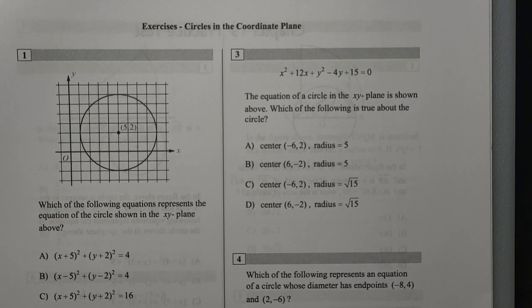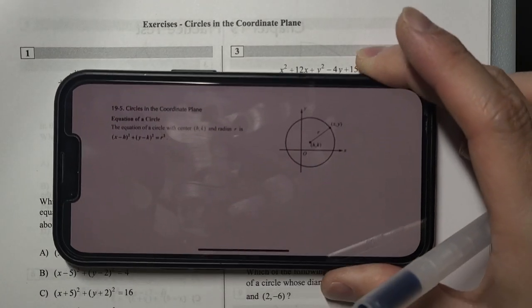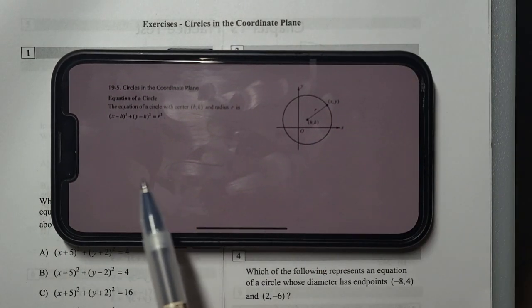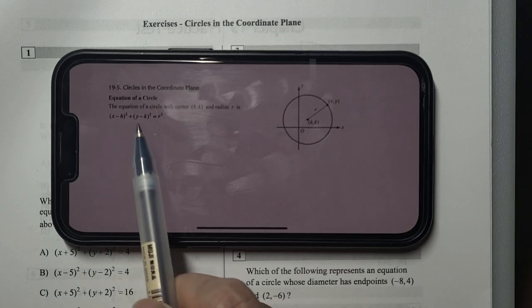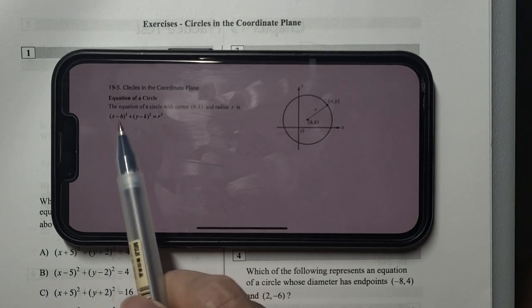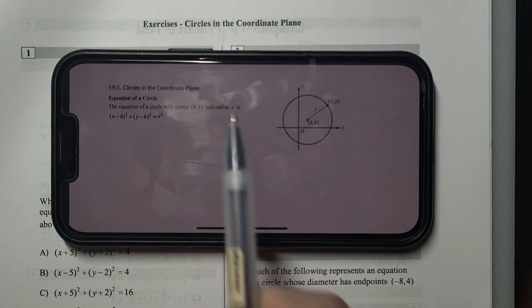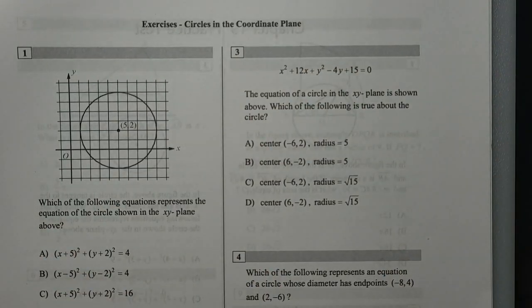This section is on circles in a coordinate plane. The lesson before this problem set is very short. You just need to know the general equation for a circle: (x minus h) squared plus (y minus k) squared is equal to r squared, where (h, k) is the center of the circle and r is the radius. That's it. That's all you need to know.